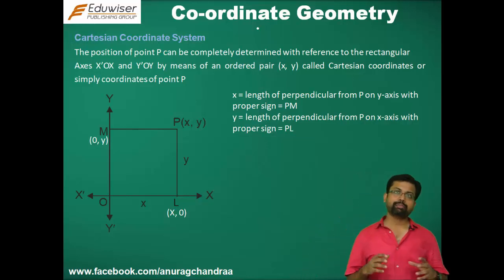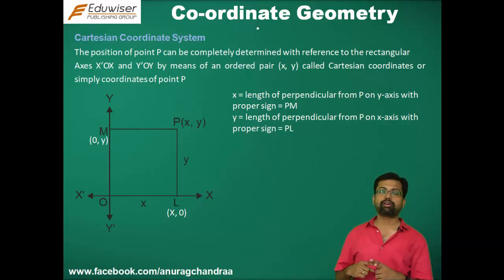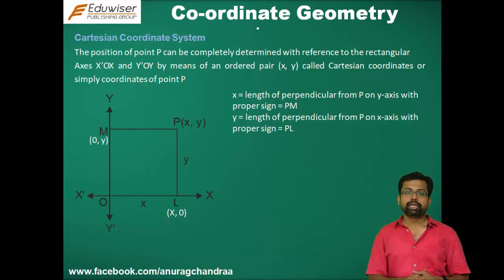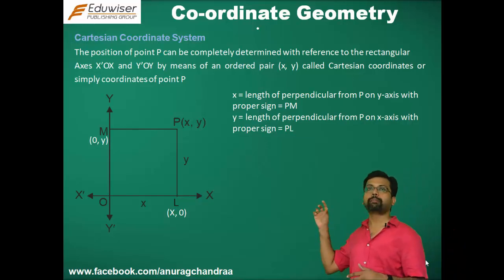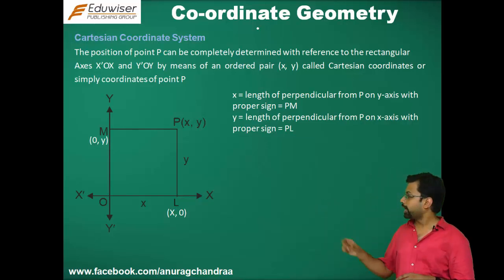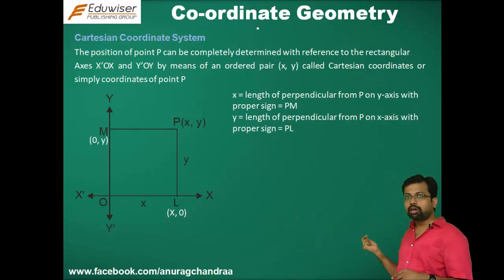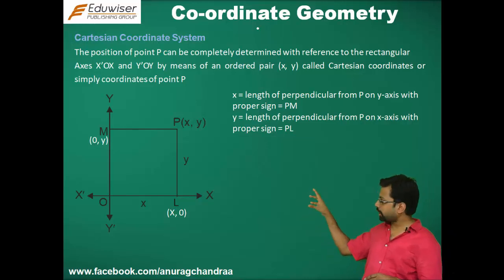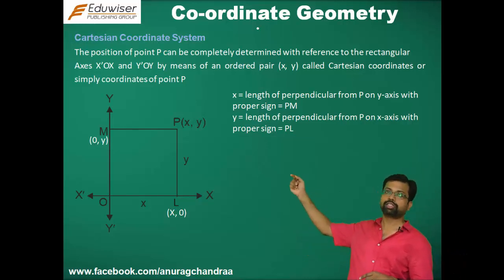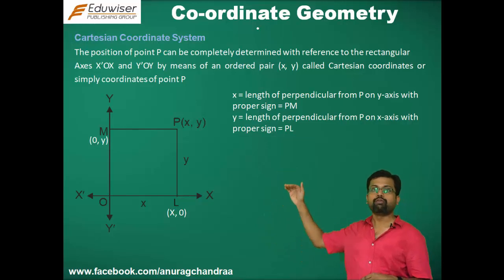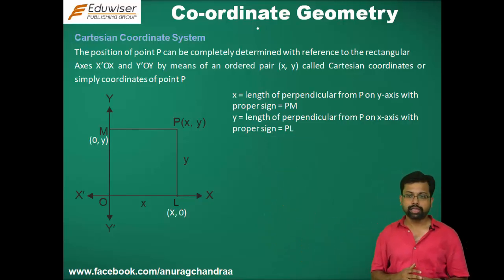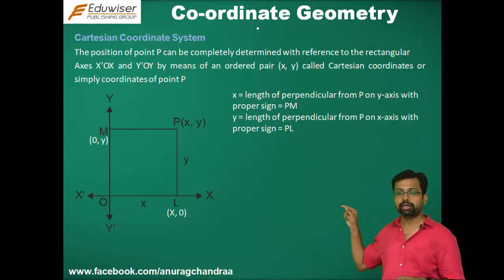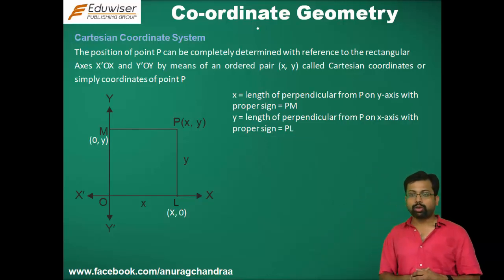So when you specify the position of a point with reference to a rectangular coordinate system which has a horizontal and a vertical axis, it will be represented through an ordered pair (x, y), where x is the distance along the horizontal axis or the x axis, and y is representative of the distance of that point along the vertical axis or the y axis. So you have been given here that x is the length of the perpendicular from the point P on the y axis with proper sign.